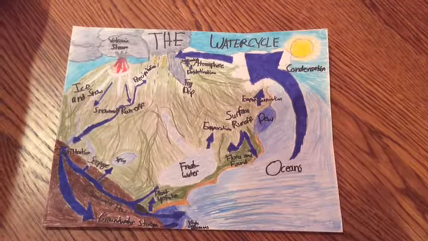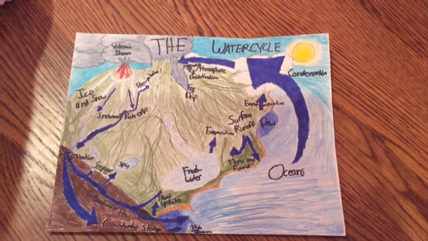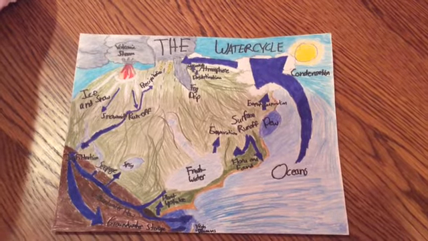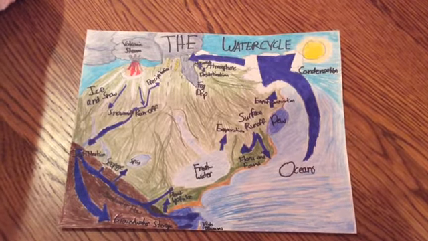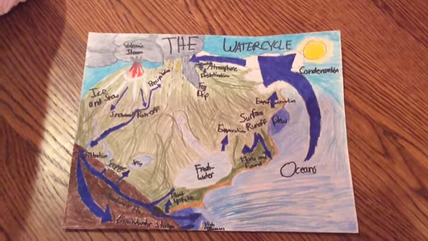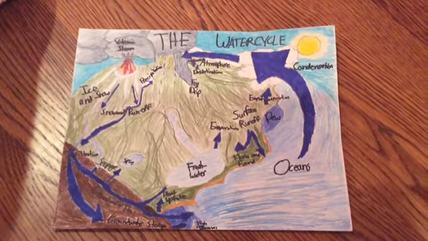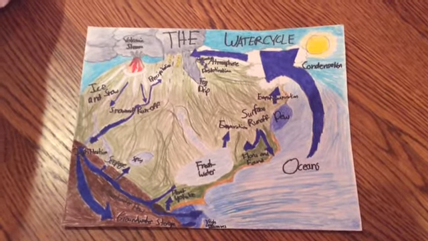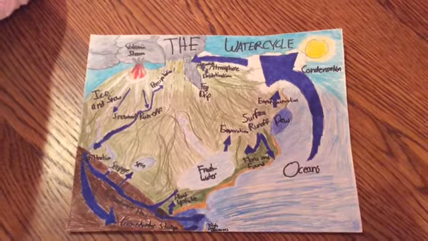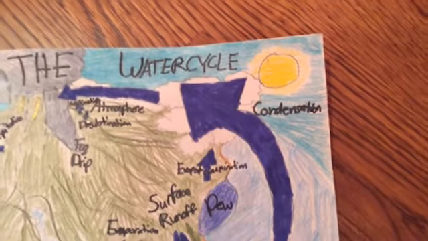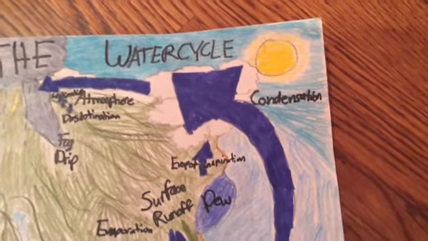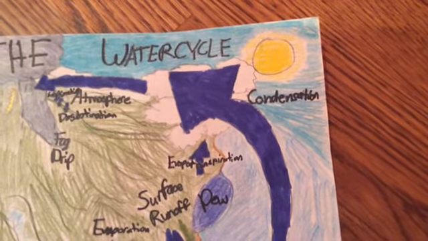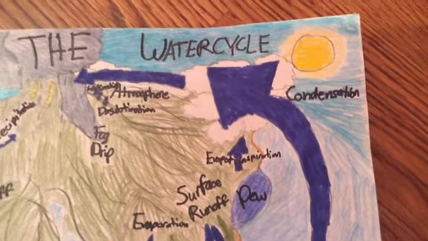This is my drawing of the water cycle. As you can see, there are some aspects of the water cycle that are not commonly found in water cycle posters. Don't worry, we're only going to be touching on the ones that are commonly found. Our first step, condensation. Condensation is the act of when a gas, such as water vapor, turns into a liquid, which is then stored into clouds.